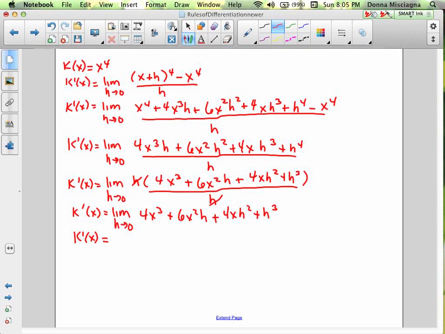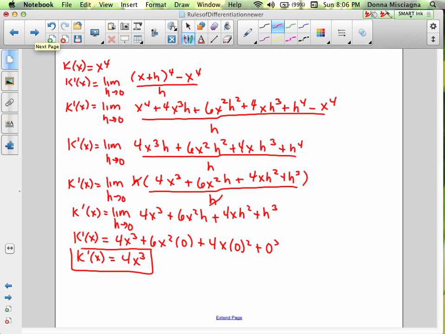Get into a rhythm here. k prime of x equals 4x cubed plus 6x squared times 0 plus 4x times 0 squared plus 0 cubed. All right, so that's just going to be 4x cubed. So the original function k of x was x to the fourth. Its derivative, k prime of x, is 4x cubed. Right? Maybe you see a pattern here.